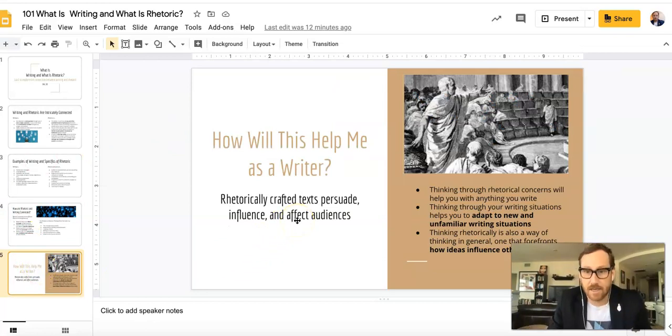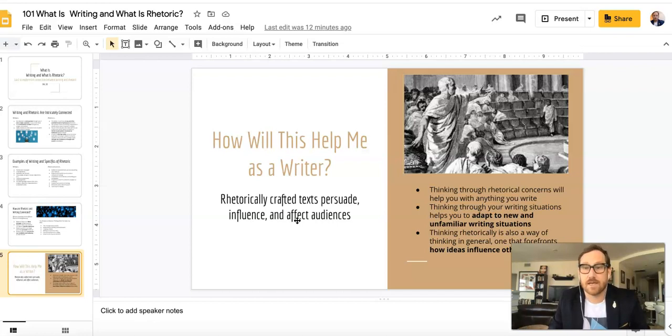So how is this going to help you as a writer? Thinking through these rhetorical concerns, as I've mentioned, will always help you write anything. Writing is a highly situated activity. So for example, what works in one situation might not work in another situation. So the things that you write for this class may be very different from what is expected of you in your biology class or your history class, the ways that you approach those writing situations, and the ways that you are assessed on those writing situations.